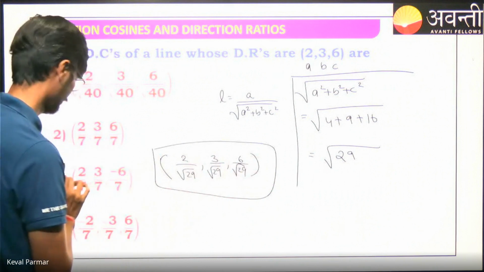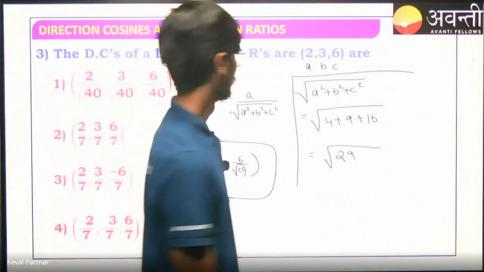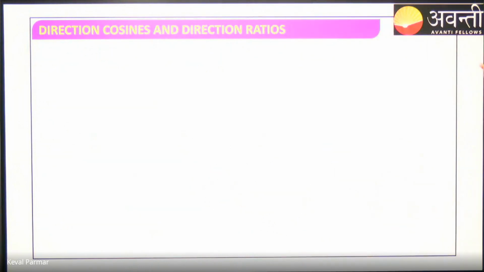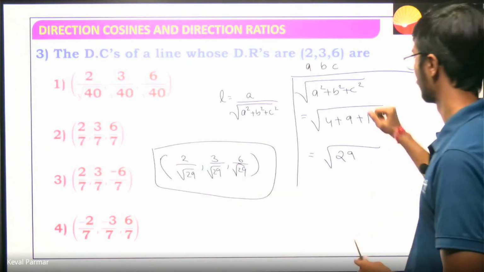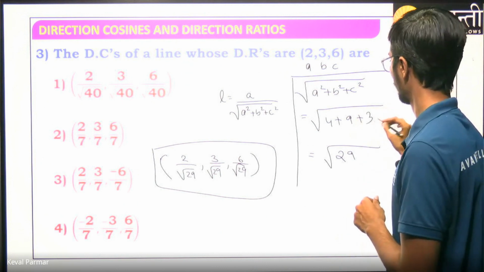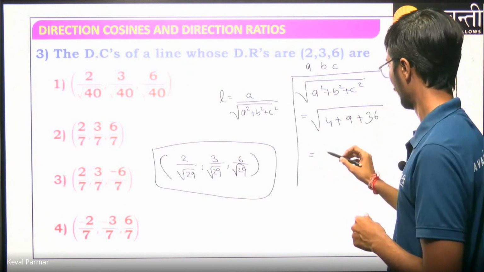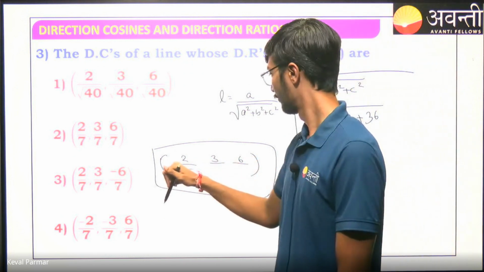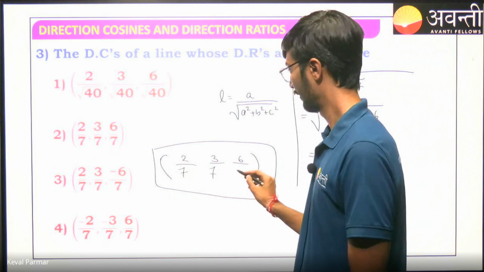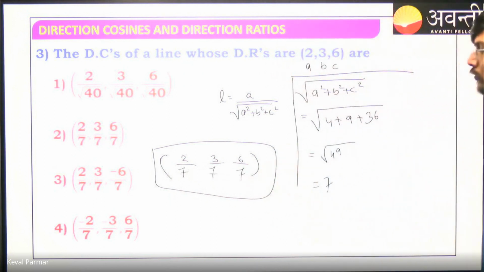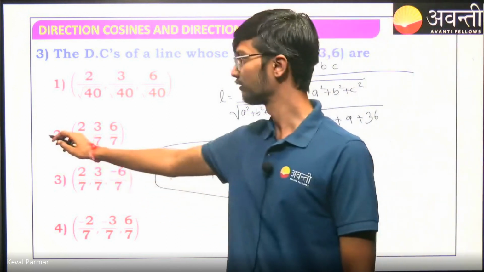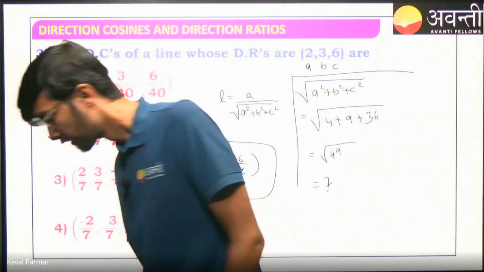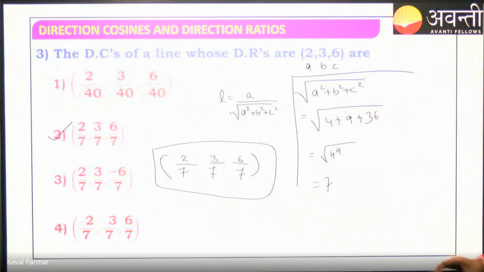Which option is it? Sorry, how did we... one second. 29, I did a calculation error. 6 square is 36. So I'll get under root of 49, sorry, which is 7. So yeah, I'll get 7, 7 and 7. So 2 by 7, 3 by 7, 6 by 7, option number 2. Option B, yeah, correct. Superb.